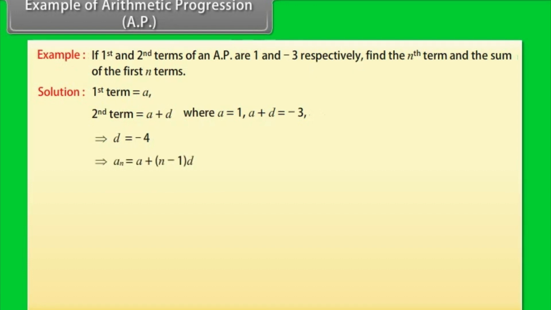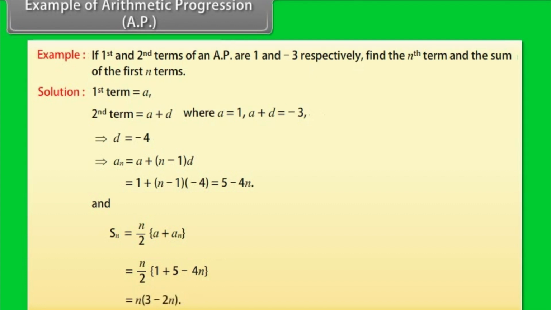It implies An is equal to A plus n minus 1 into D, which is equal to 1 plus n minus 1 into minus 4, which is equal to 5 minus 4n. And Sn is equal to n by 2 into A plus An, which is equal to n by 2 into 1 plus 5 minus 4n. It gives Sn is equal to n into 3 minus 2n.